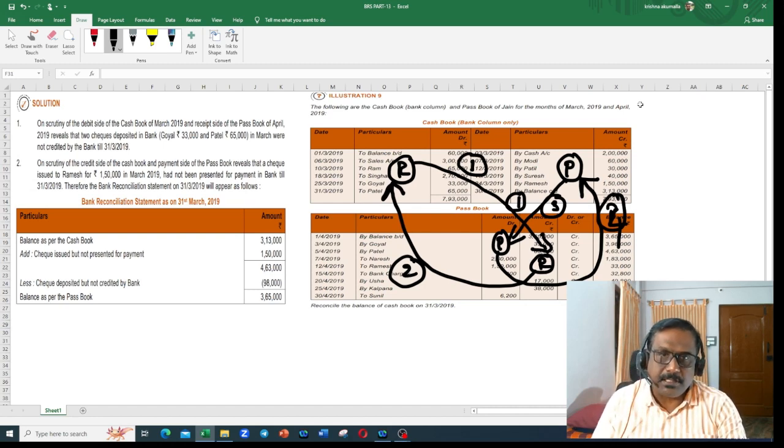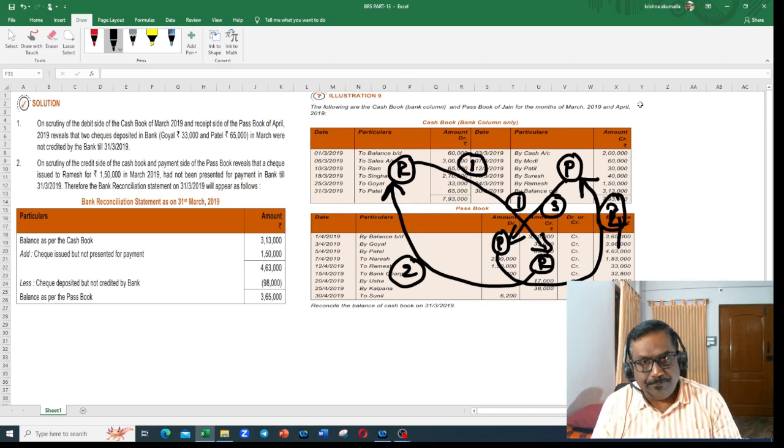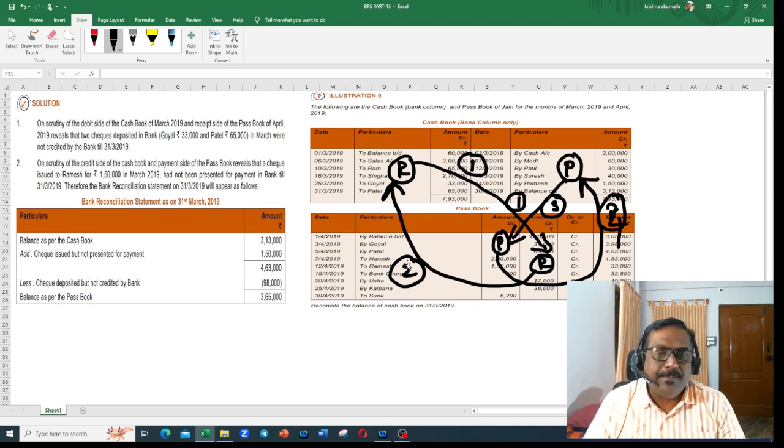This process is applicable if cash book and passbook are given like this and both of them pertain to the same months. You can apply the same method even if cash book and passbook are given for different months as well. But the only thing is, since the passbook is given for April, some of these transactions could be pertaining to March here as well. Unless they specify about March here, there is no point in comparing back with cash book.